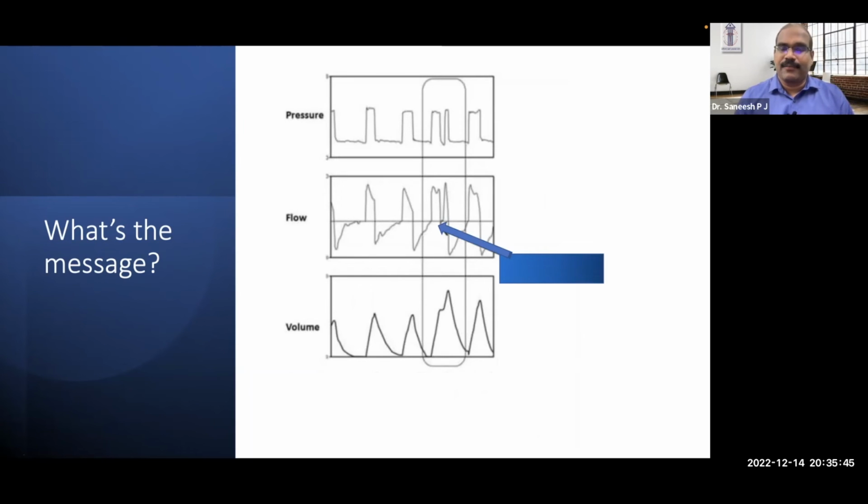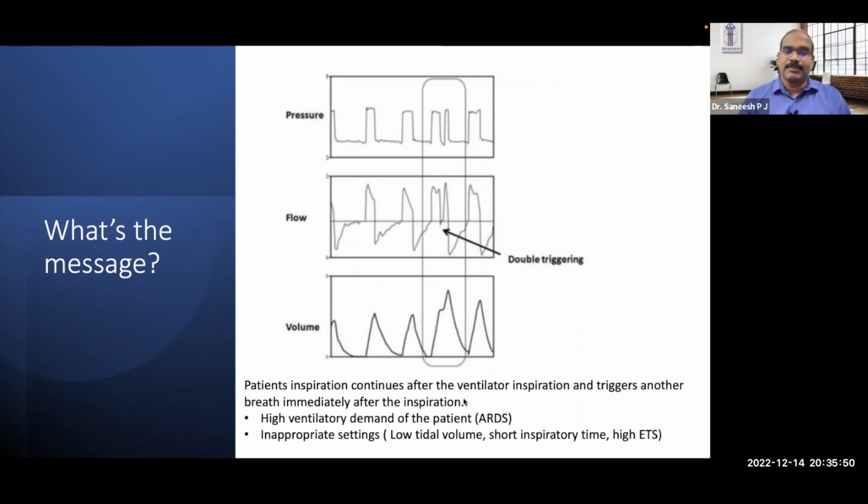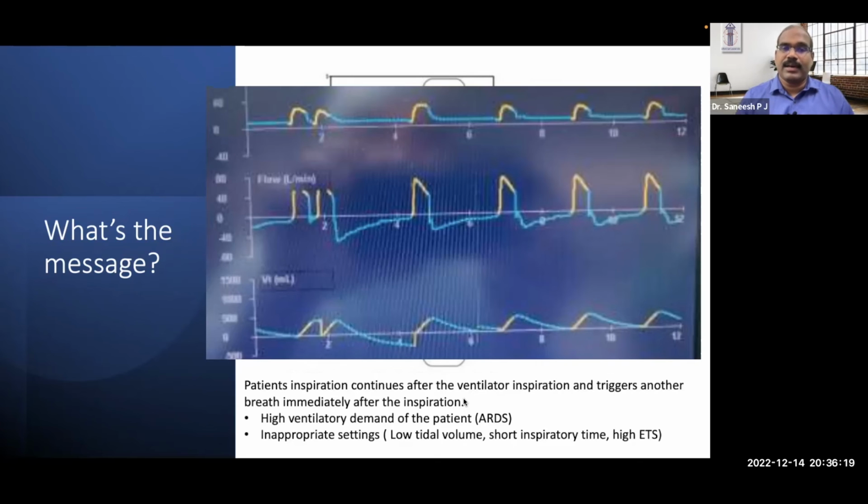Here what you see is a different kind of scenario, which is called double triggering. Patient inspiration continues after the ventilator inspiration and triggers another breath immediately after the inspiration. It happens in high ventilatory demand, like in an ARDS patient, or when you have inappropriate settings like low tidal volume, short inspiratory time, or high expiratory trigger sensitivity. So this is how your screen will look with double triggering. Soon after one inspiration cycle, another inspiration happens.